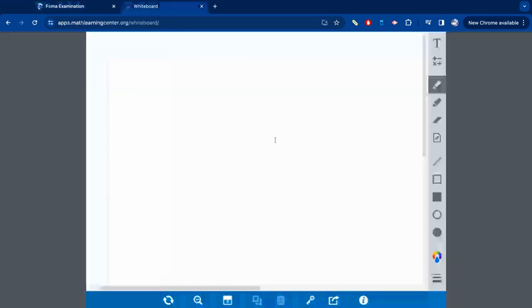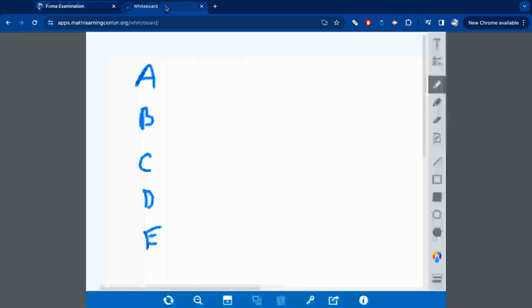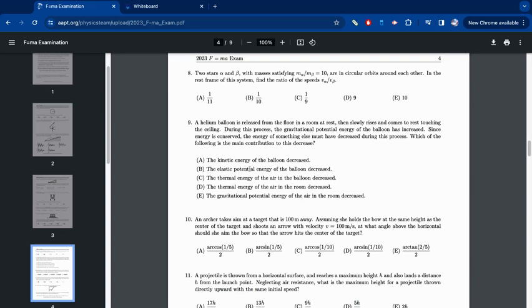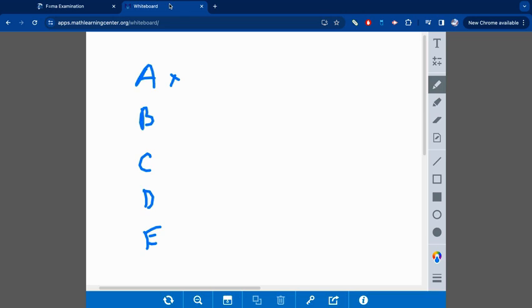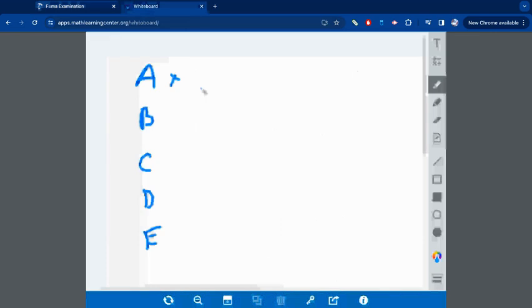Okay, let's try to look at each choice and see which one seems the most reasonable. So A is definitely incorrect, because it starts at rest and then comes to rest touching the ceiling, which means that kinetic energy is unchanged, so it's not A. B is the elastic potential energy of the balloon has decreased, which is actually definitely possible. So this could be one of them. C, the thermal energy of the air in the balloon decreased, which has little relevance. So I think thermal energy, so C and D are both wrong.